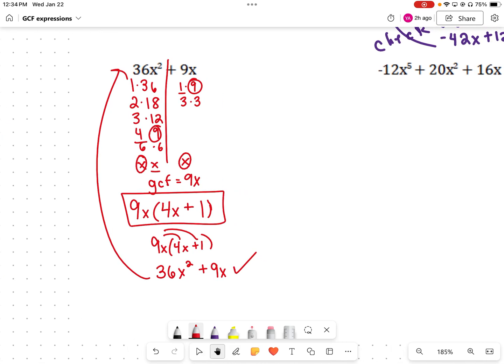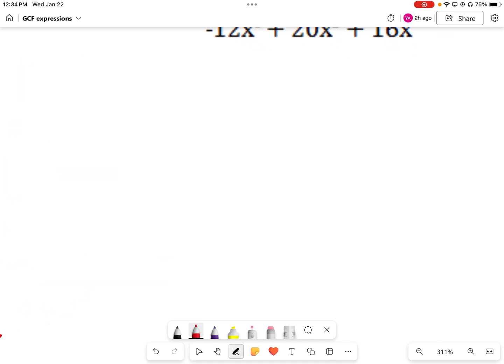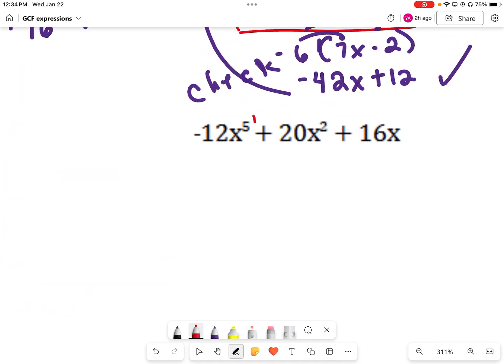All right, let's go to our last one. This time we have 3 terms. All right, so draw your lines, and we're going to write our factors. Let's ignore the negative out front, but pay attention. There is a negative up front, so we're going to have to do like we did on the one right above it. Let's go ahead and write for 12. Don't we have the factors of 12 from the one right above it? Use that.